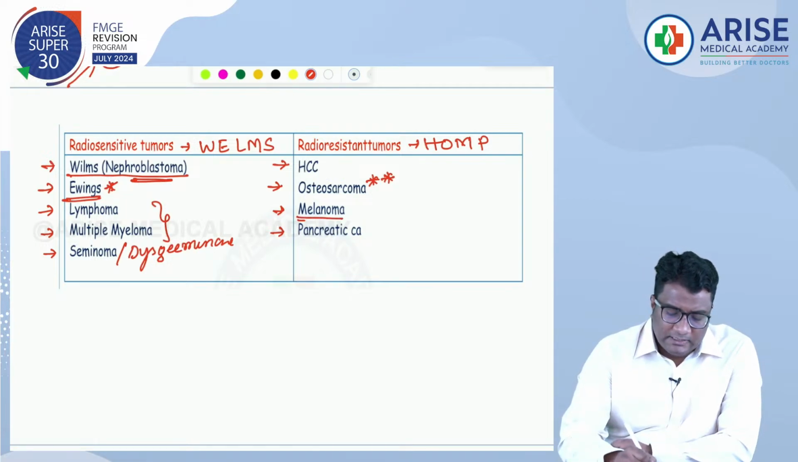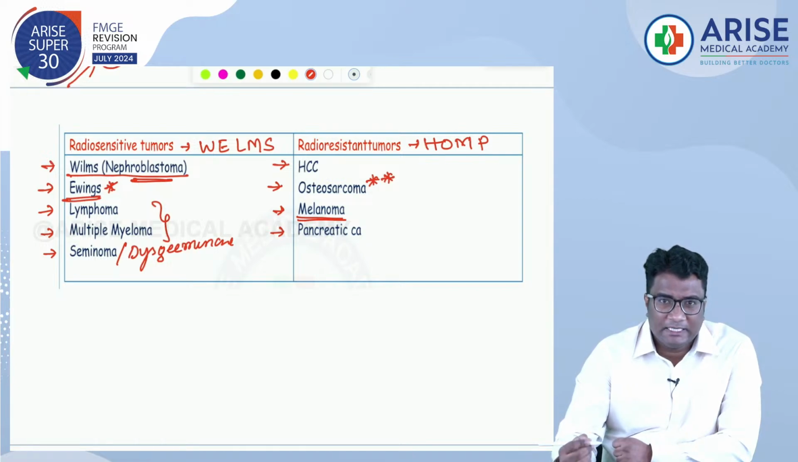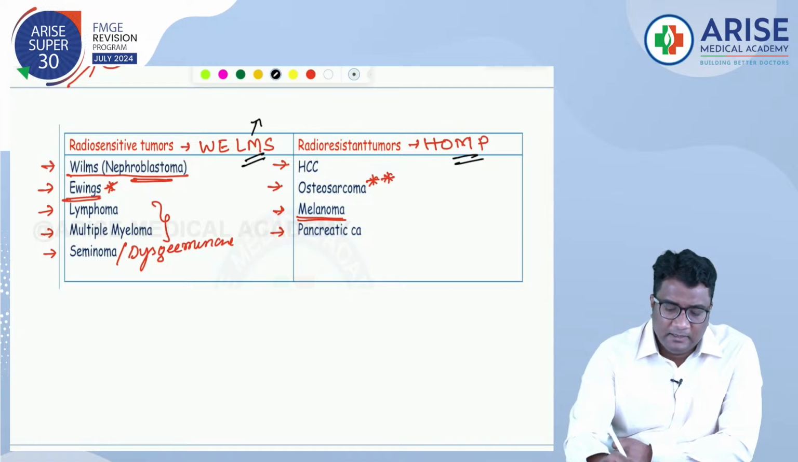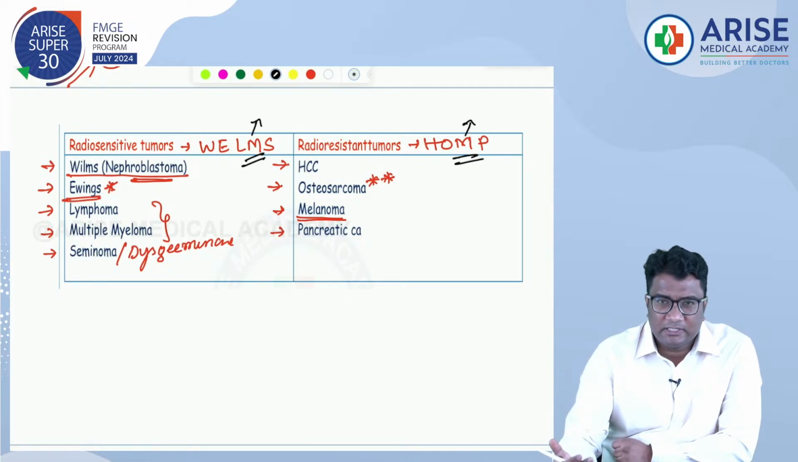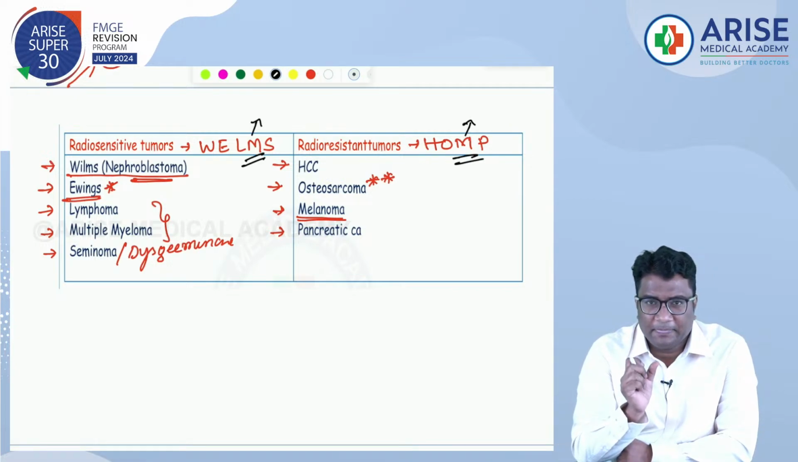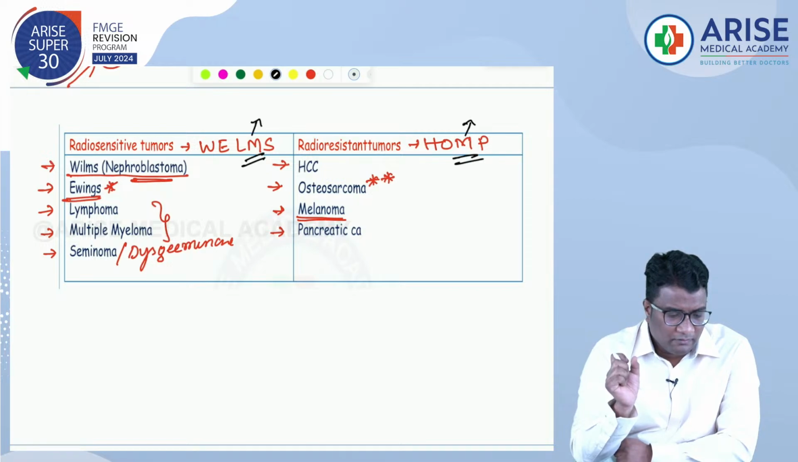Melanoma, they are neural crest in origin, right? Melanocytes are neural crest in origin. CNS is again radio-resistant. So even though the mnemonic has M, don't get confused. Multiple myeloma is plasma cell, B lymphocyte. Melanoma is neural crest in origin. Melanocytes are neural crest, CNS, radio-resistant. So don't confuse which is the M that you are having. So Wilms and HOMP, right? I hope this is clear. Is this fine, all of you? Can we go to the next one?